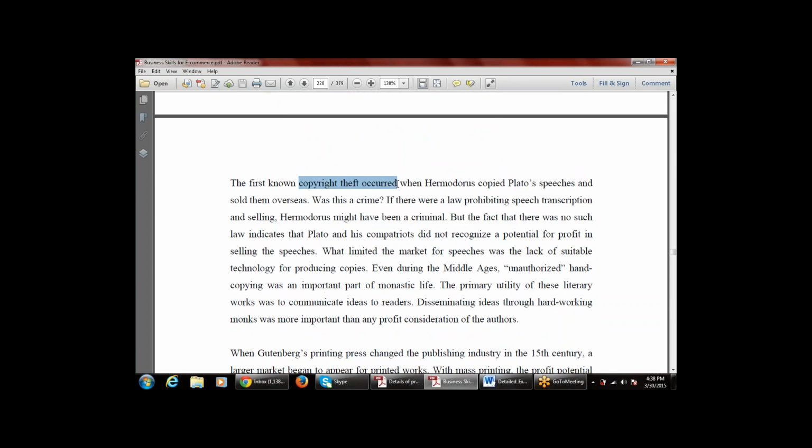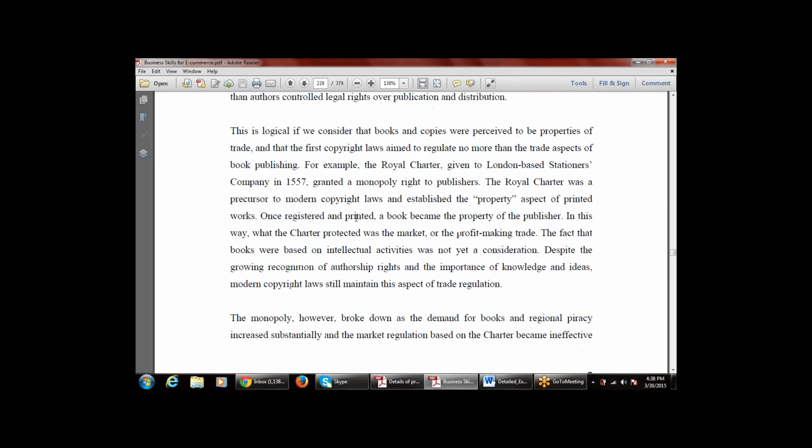The first known copyright theft occurred when Hermodorus copied Plato's speeches and sold them overseas. Was this a crime? There is a question, was this a crime or not?